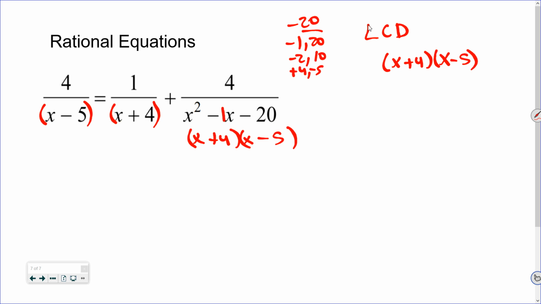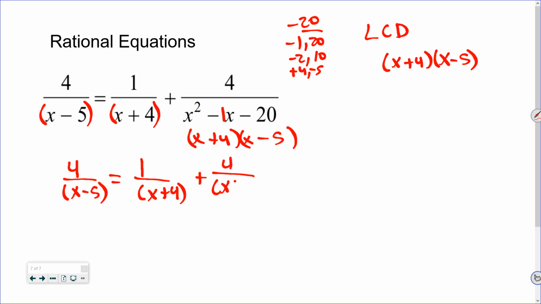Okay, we're going to take this equation then and multiply. I'm going to rewrite it, but we're going to multiply both sides by that least common denominator. And what should happen is that all those fractions should cancel out and leave me with an equation that doesn't have fractions anymore. So let's multiply both sides by that LCD.